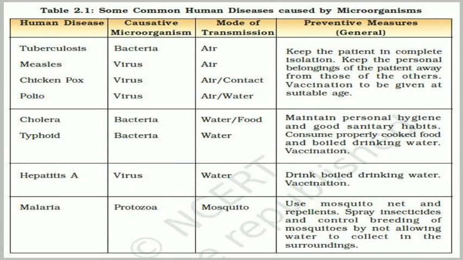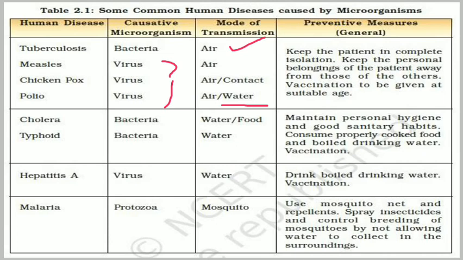Here we have some of the common diseases caused by microorganisms in humans. First of all, we have TB, that is tuberculosis, which is caused by what? Bacteria. And the mode of transmission of TB is air. Similarly, measles, chickenpox and polio are diseases caused by what? Viruses. And the modes of transmission of these microorganisms are air, direct contact from person to person, or water.